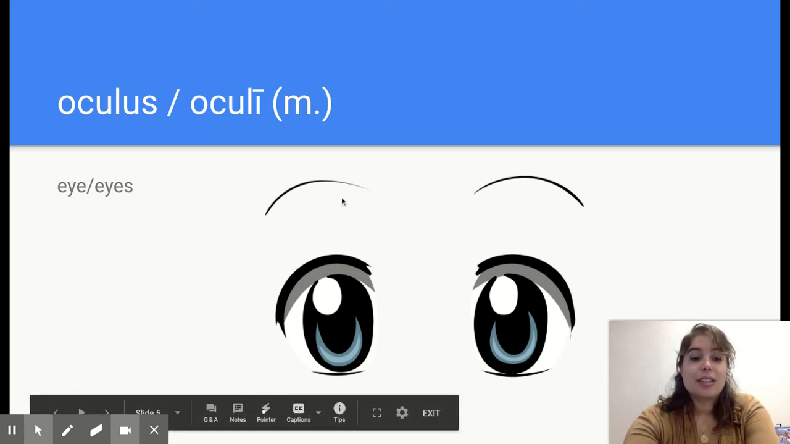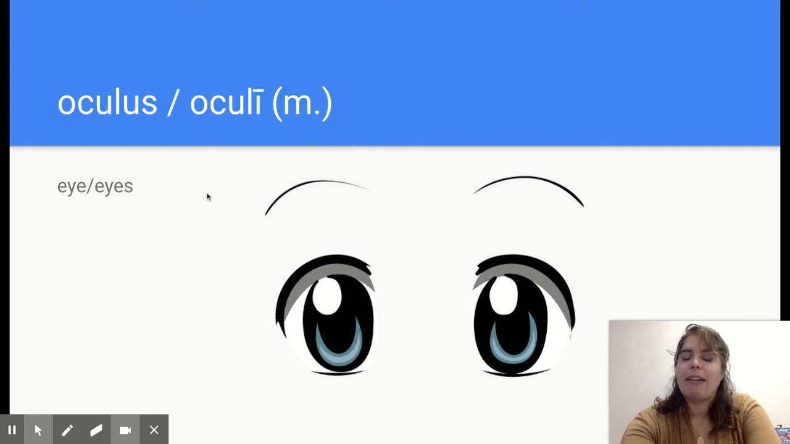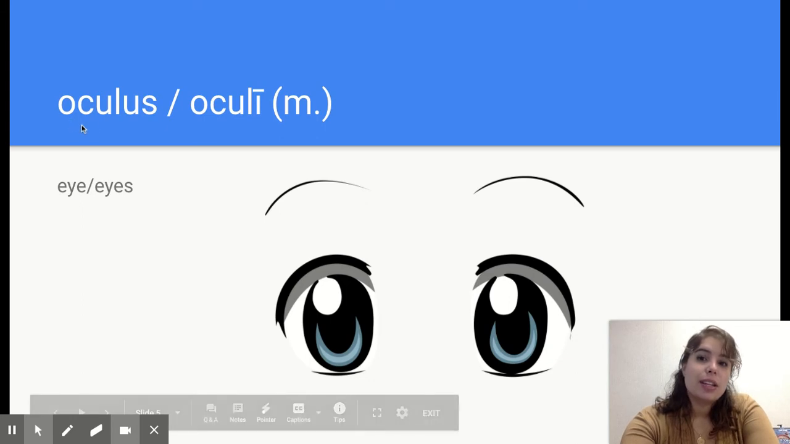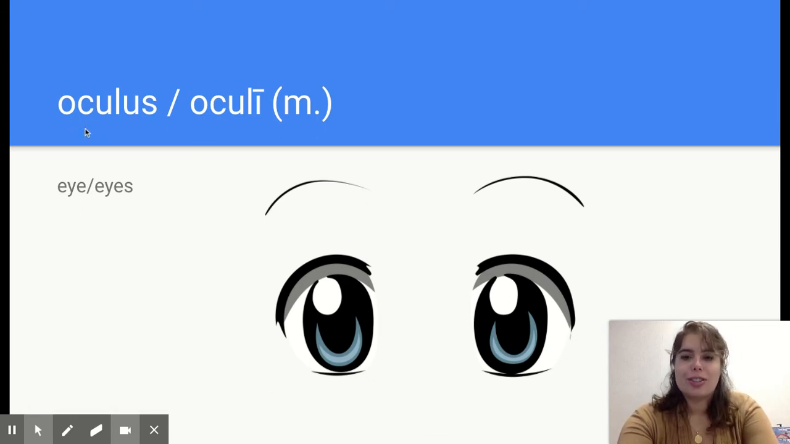If you're a cyclops, or maybe some people can lose an eye, you only have one eye, but typically you're going to have two eyes going on. So that's why we have that plural there. This is related to words like binoculars. The bi part at the beginning of binoculars means two. So binoculars are the two eyes that you look through.